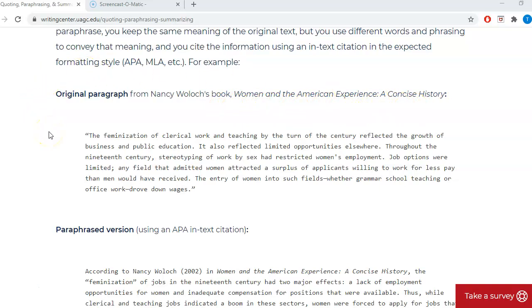The feminization of clerical work and teaching by the turn of the century reflected the growth of business and public education. It also reflected limited opportunities elsewhere. Throughout the 19th century, stereotyping of work by sex had restricted women's employment. Job options were limited. Any field that admitted women attracted a surplus of applicants willing to work for less pay than men would have received. The entry of women into such fields, whether grammar school teaching or office work, drove down wages. So you want to pull in the idea from that.